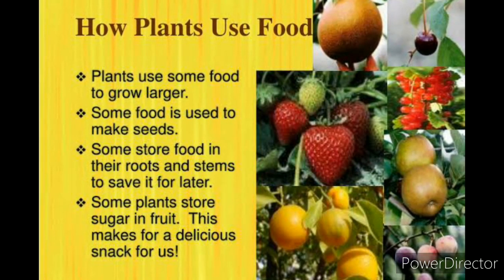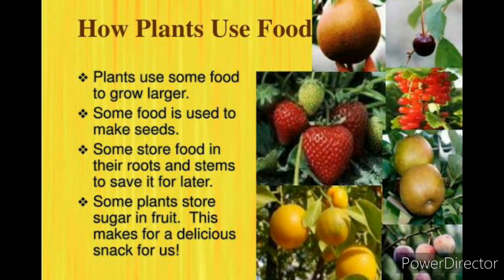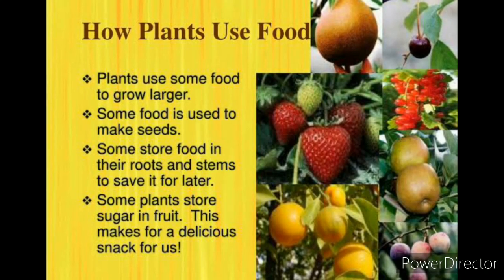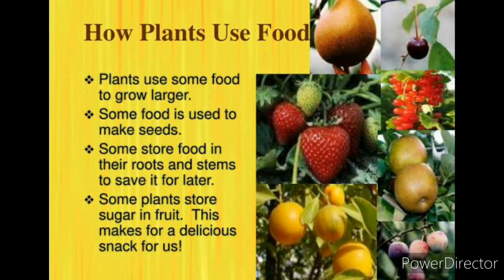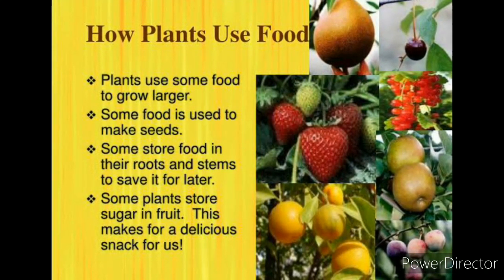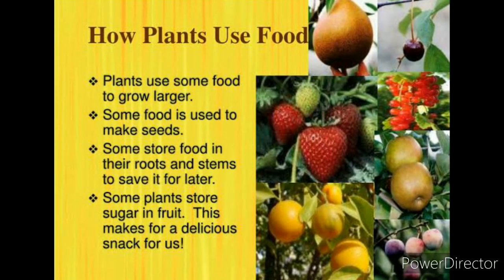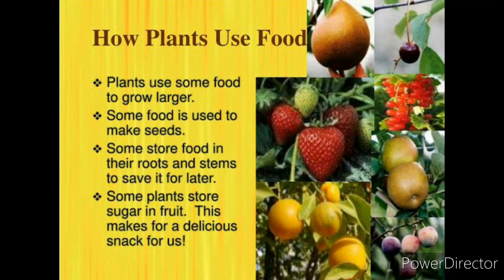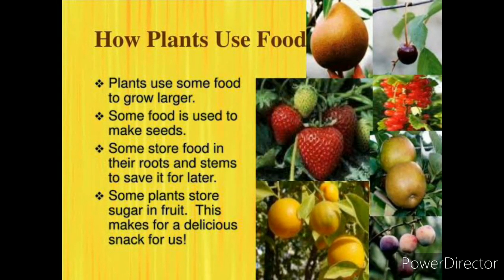So the next one, we have how plants use food. So plants use some food to grow larger, some food is used to make seeds, and some food is stored in their roots and stems to save it for later. Some plants store sugar in it, and this makes for a delicious snack for us, right?